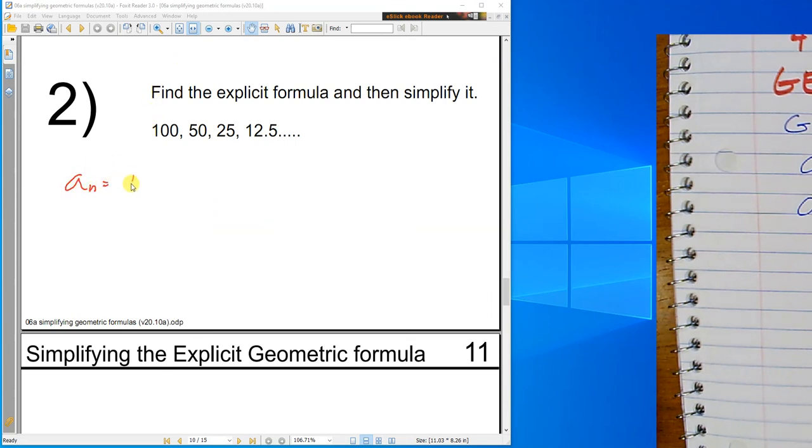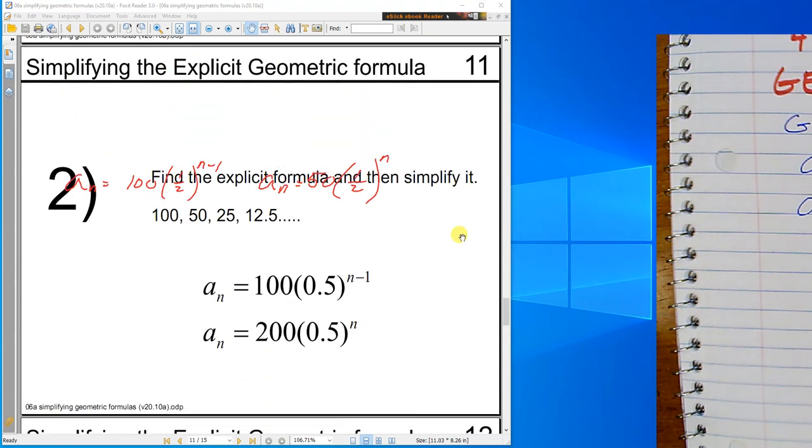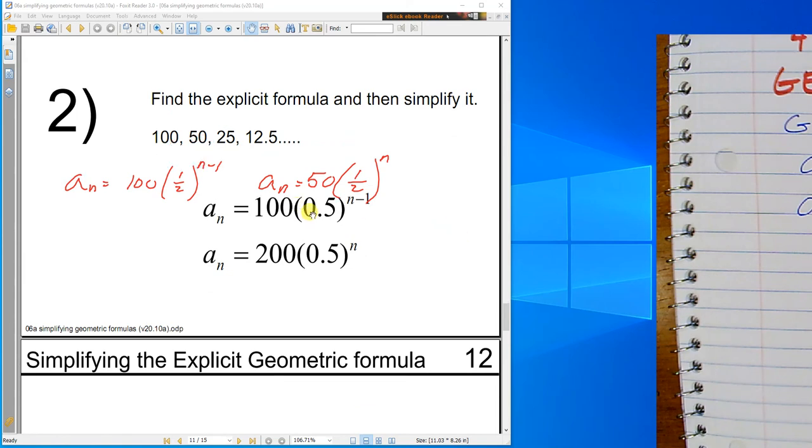a sub n, the value of the first term, the ratio here is 1/2, raised to the n minus 1. Now I'm going to simplify it. Instead of starting at the first term, I'm going to start at the 0 term, 50, same ratio, 1/2. Instead of going back a step, I'm just going to start at n. On my notes, I went with a 0.5, and I wrote in a 1/2. It's the same thing.